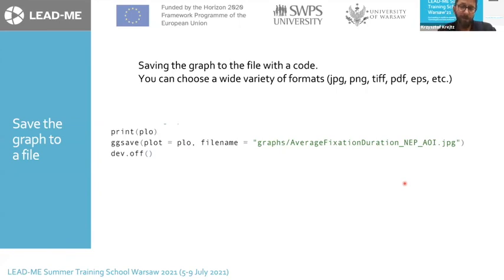Some journals require TIFF format of graphs. You can save it as TIFF as well, as you can see. And the dev.off function means close the graph, device off.